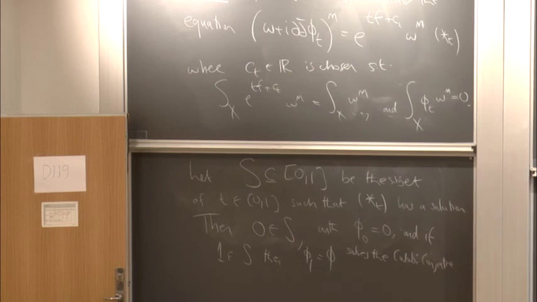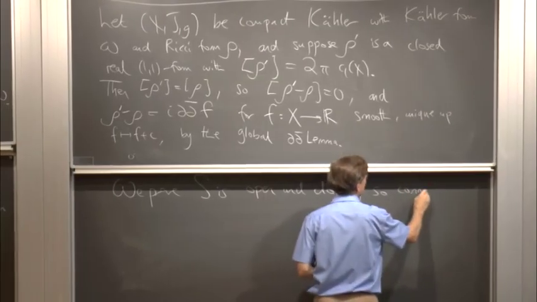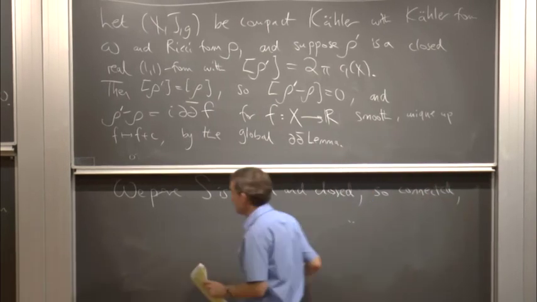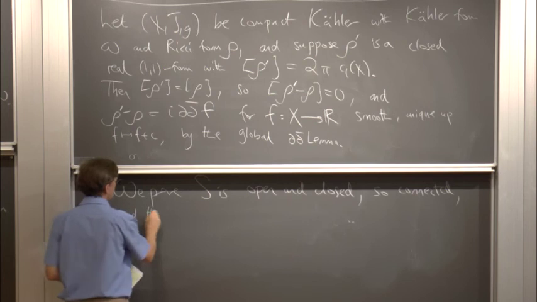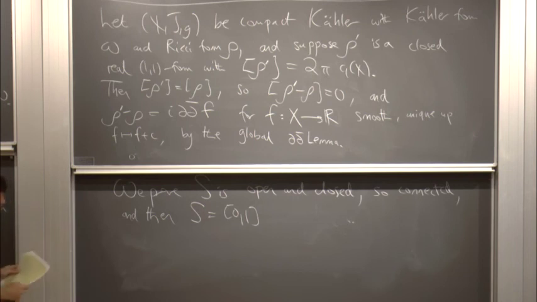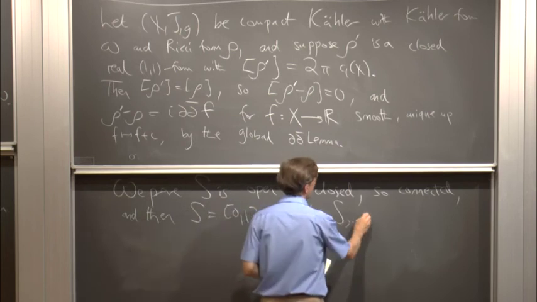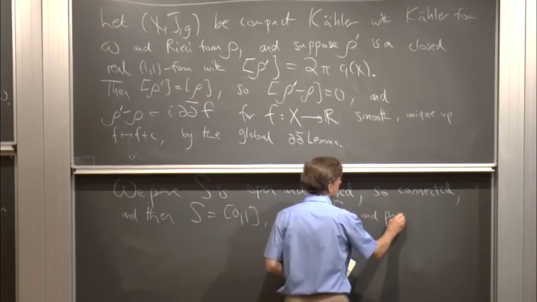So what we want to do is prove that S is both open and closed. So it's connected, and then S is all of [0,1] because it contains 0 and [0,1] is connected, and so 1 lies in S as we want, and the proof is finished.